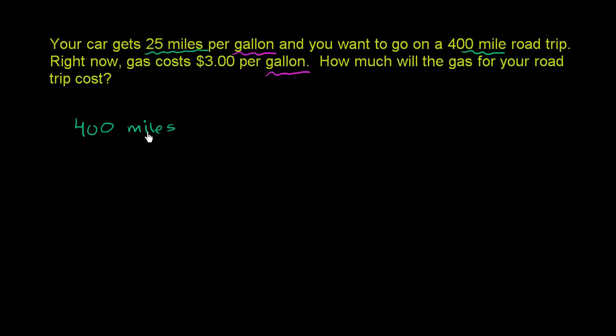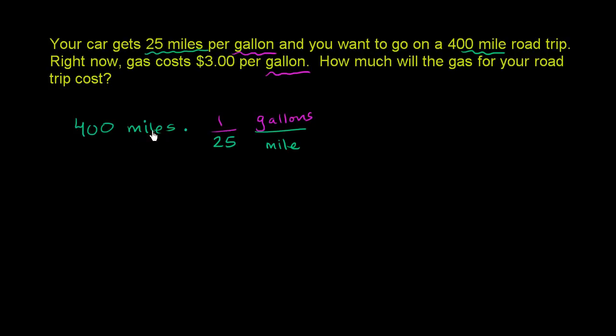Well, if I multiply 400 by the gallons per mile, then I would get the number of gallons. So let's just think about that. I want to multiply times, and I'll write the units first, the gallons per mile. And what are the gallons per mile? Well, we have 25 miles per gallon. We have 25 miles for every 1 gallon, or you could say we have 1 gallon for every 25 miles. So I really just took the reciprocal of 25 miles per gallon and made it 1 over 25 gallons per mile.